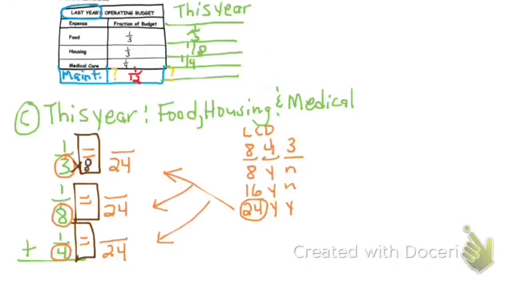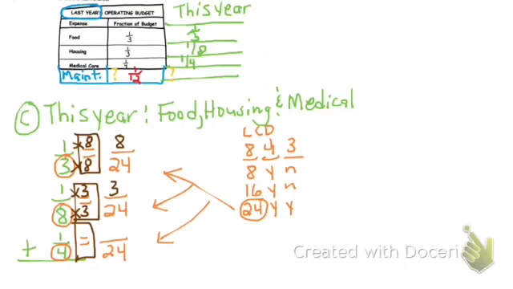And 3 times what equals 24? Well, 3 times 8 equals 24. Whatever I do on the bottom, I must do on the top. 1 times 8 equals 8. So 1/3 turned into 8/24. Let's take a look at my second fraction. What do I do to an 8 to turn it into a 24? Well, 8 times 3 is 24. Whatever I do on the bottom, I must do on the top. So 1 times 3 equals 3.